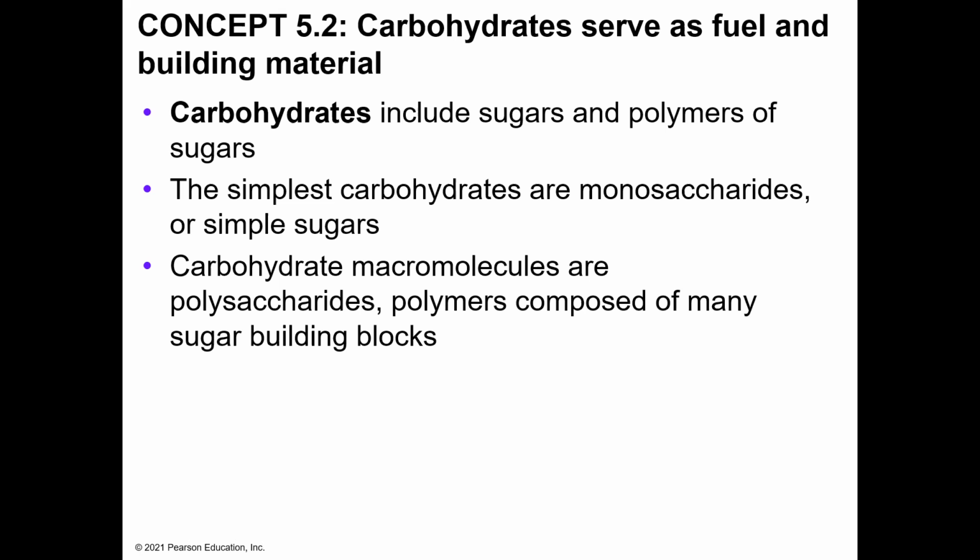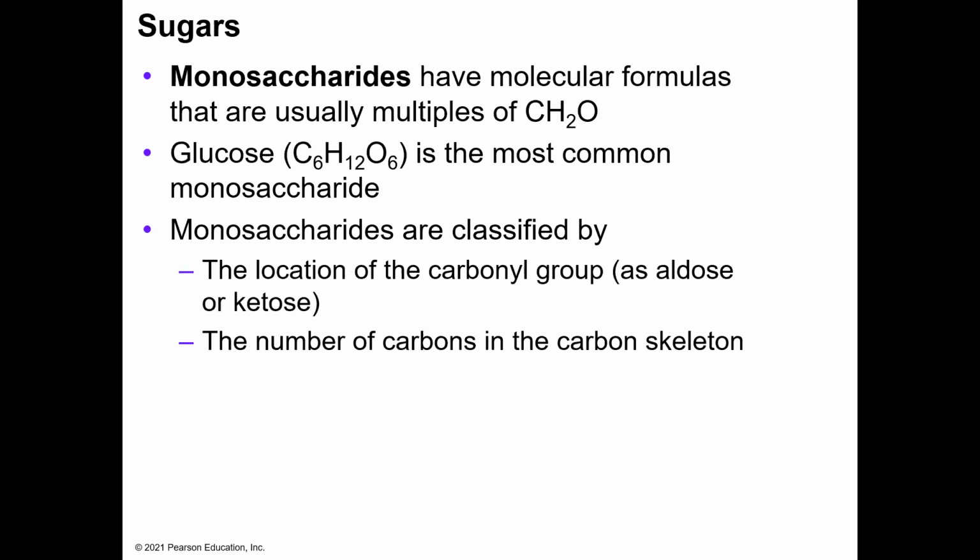Carbohydrate macromolecules are polysaccharides, meaning poly, multiple sugars. And these polymers are composed of many sugar building blocks. Let's look at the sugars, monosaccharides. Monosaccharides have a molecular formula that is usually in multiples of C, H, and O. The best example is glucose. Glucose is the most common monosaccharide. It's one of the most common molecules on the planet.